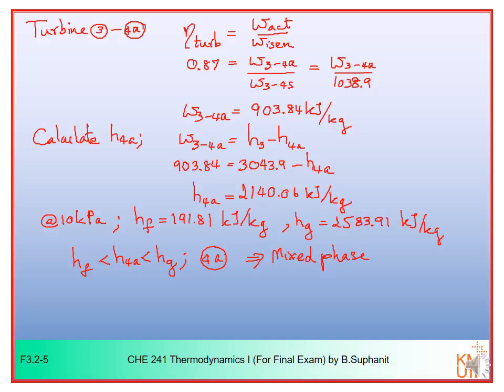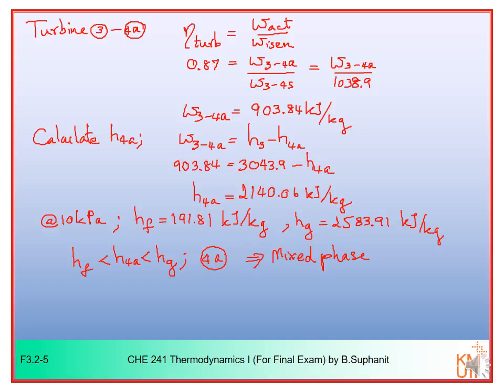When 4A is in mixed phase, it means that the property at 4A will depend on the property of the vapor and the property of the liquid. But in this case, we don't need to calculate the fraction because it's not required by the problem. So we stop at this point.